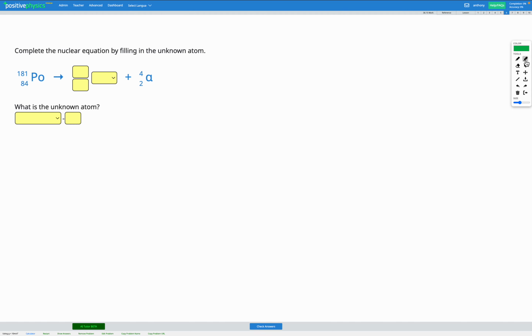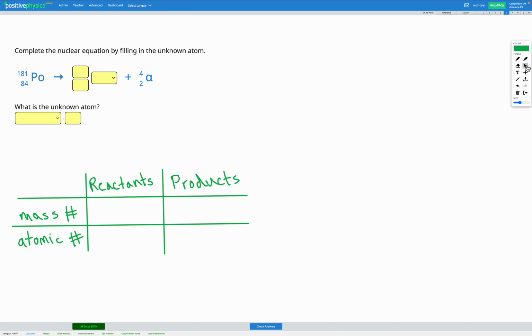In these questions, we're going to be completing nuclear equations. The rule for completing nuclear equations is that the sum of the atomic numbers is constant and the sum of the mass numbers is constant. So in our nuclear equations, the total mass number in the reactants must equal the total mass number of the products, and the total atomic number in the reactants must equal the total atomic number in the products.